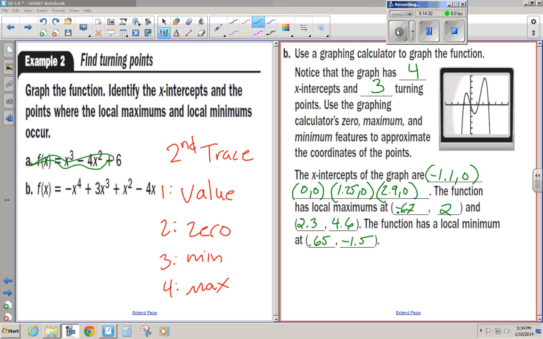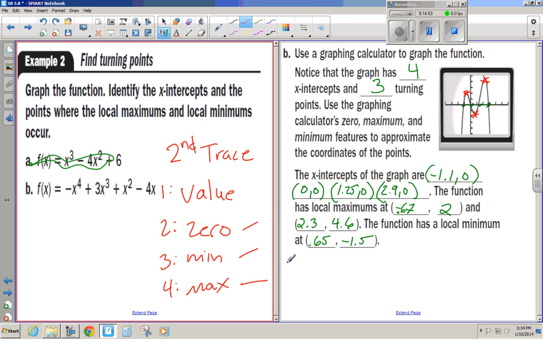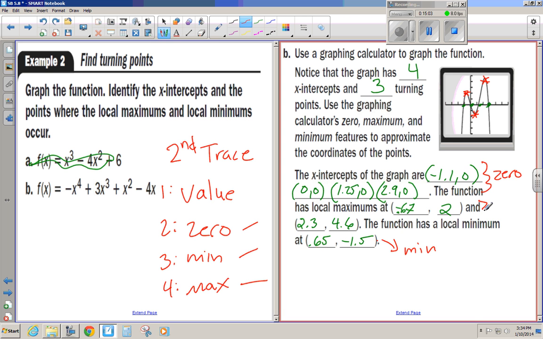All right, so here you go. You should have gotten numbers close to this. You should have seen that the graph has 4 intercepts: 1, 2, 3, 4. You should have seen that it had 3 turning points. You should have used the zero, min, and max to find all of these points. This right here is the zero. This right here was the min, and then these were the max. And you should estimate again by doing left bound, right bound, and then guess.